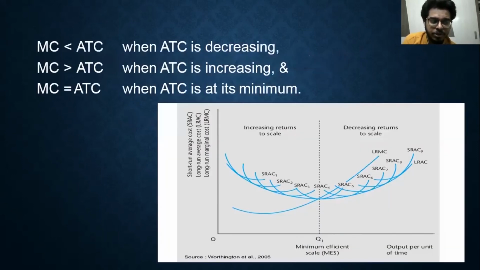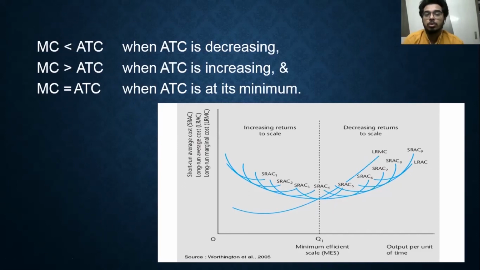And you can see over here, when my marginal cost is less than average total cost, I am in an increasing return to scale. And when my marginal cost curve is above the average total cost curve, I am in the decreasing returns to scale part, and at this minimum point we reach an efficiency. So this is the minimum efficient scale, and over here we can see a constant return to scale for some time, if it sustains for some time.